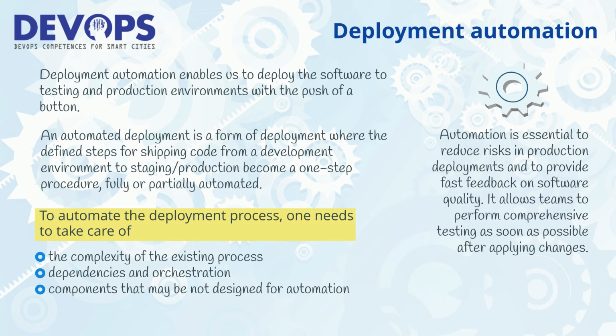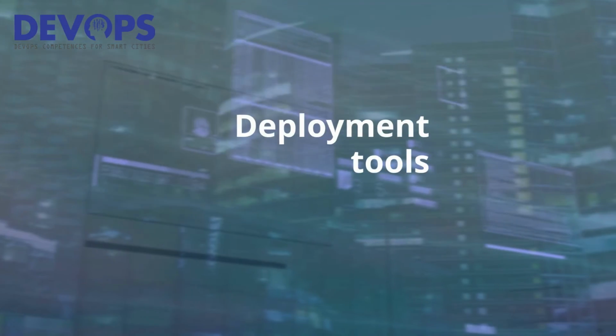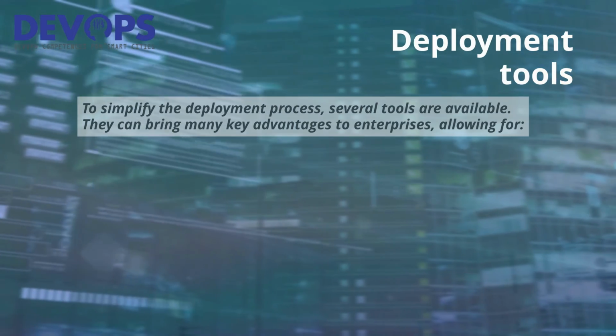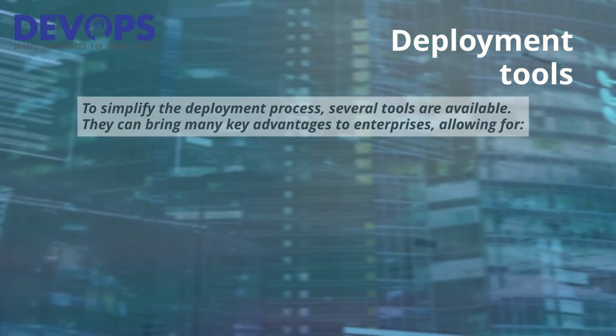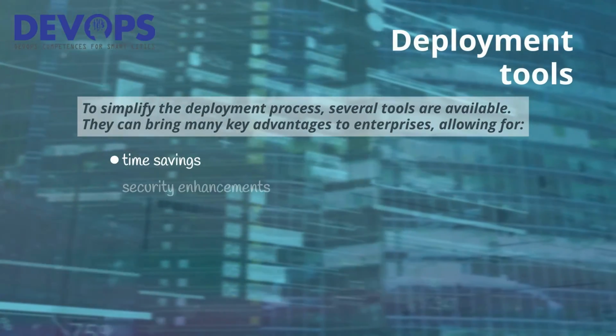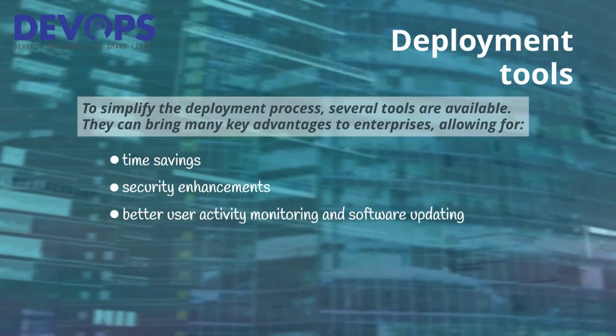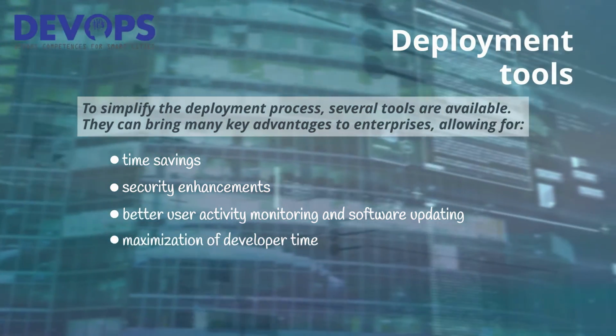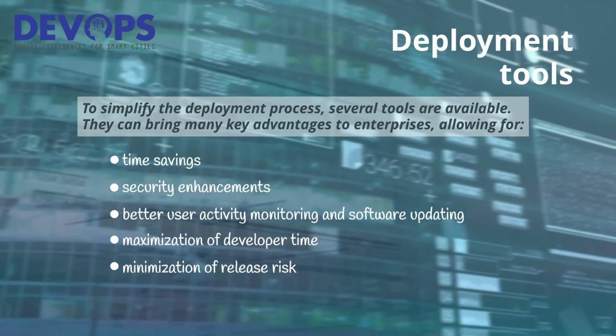Automation is essential to reduce risks in production deployments and to provide fast feedback on software quality. It allows teams to perform comprehensive testing as soon as possible after applying changes. Deployment tools. To simplify the deployment process, several tools are available. They can bring many key advantages to enterprises, allowing for time savings, security enhancements, better user activity monitoring and software updating, maximization of developer time, minimization of release risk.